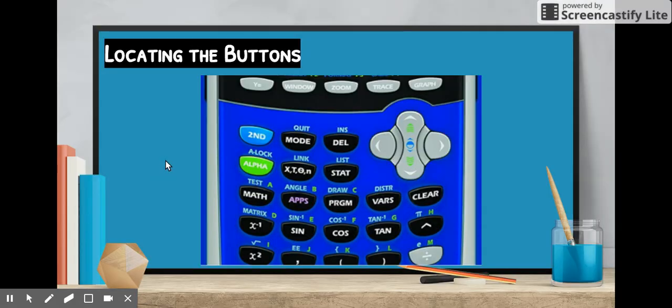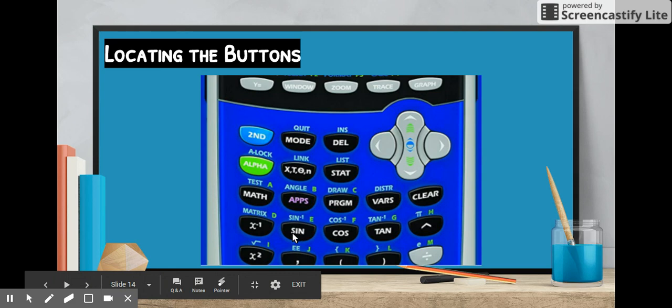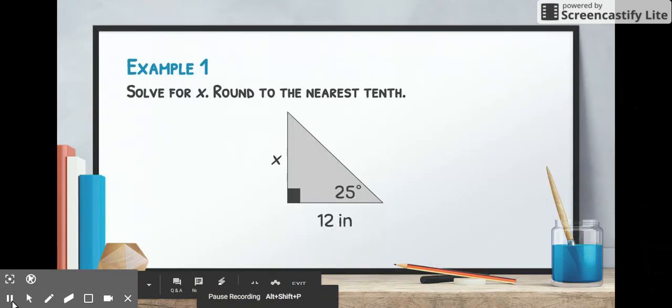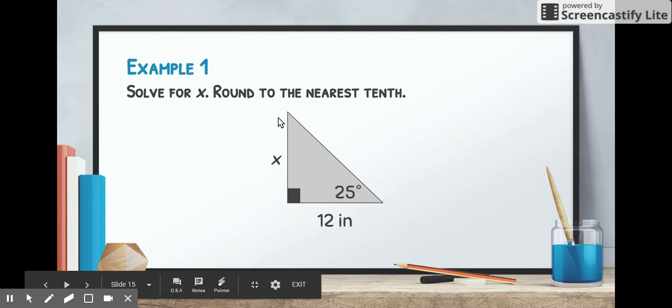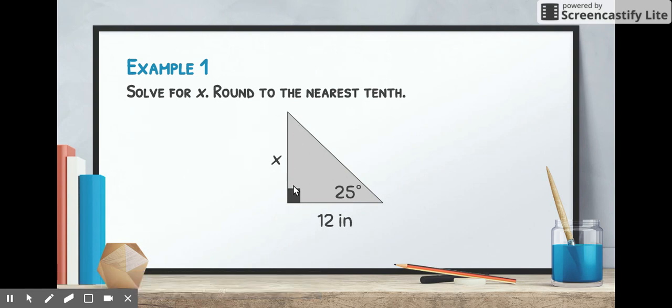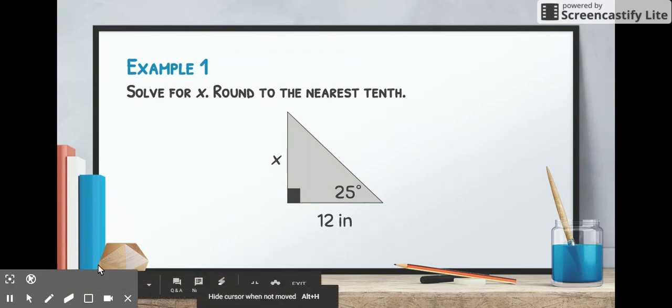Also, you need to make sure you know where the buttons are for sine and cosine and tangent. And so if you look at your calculator, it's to the left of the caret button and next to x to the negative 1. So you have sine, cosine, tangent. So let's practice. In this example, we have a right triangle, we know an angle measure, we know a side length, and we're trying to find a side length. So what I would initially do is to write out all the information that I know. So I know that theta is equal to 25 degrees. That's going to be my reference angle.